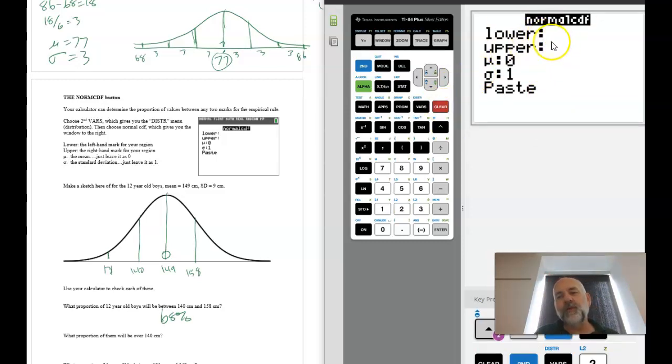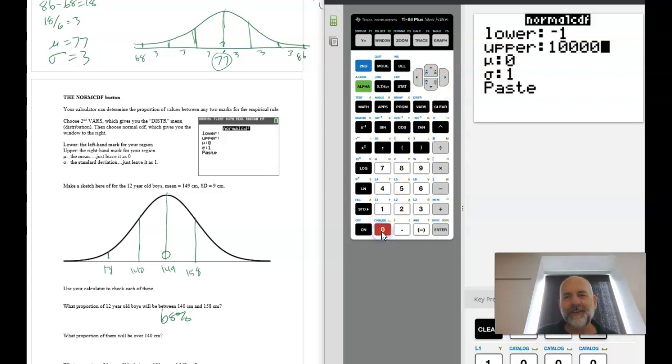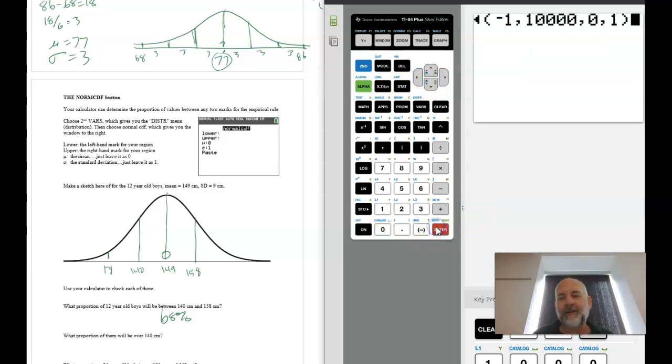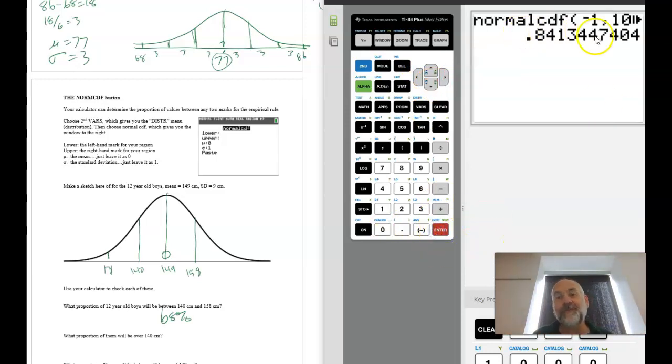Remember, for quick notes: if you want to go from a value, like we went from -1 to 10,000. The idea was we want to go from -1 to infinity. We wanted the boys to be between a certain height, I think it was 140 centimeters, and higher, forever and ever. When I went down and hit enter, we got 84%.